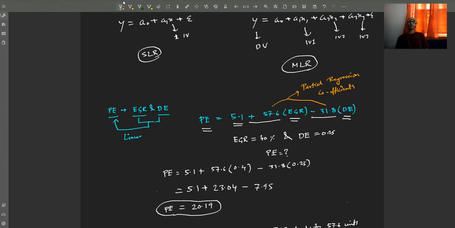This 5.1 is called the intercept. When the other values turn to 0, PE ratio remains or tends to remain about 5.1. So this is the intercept.